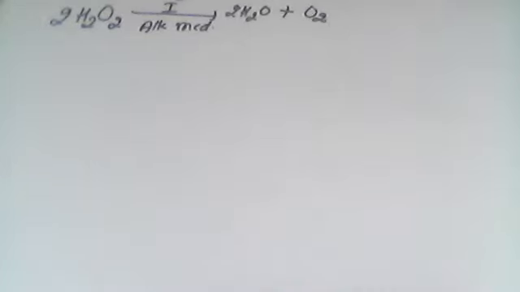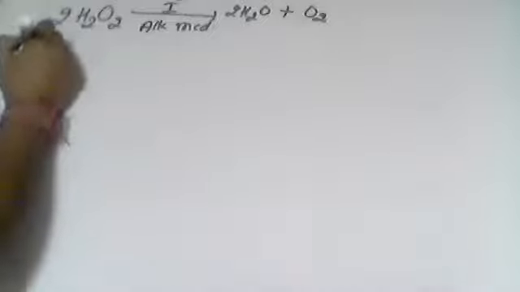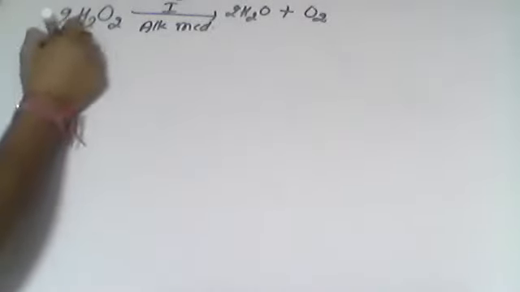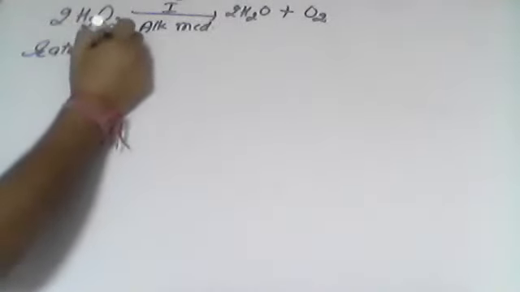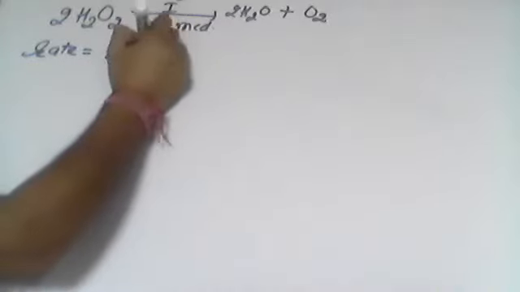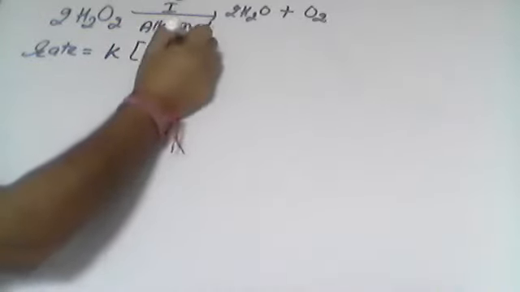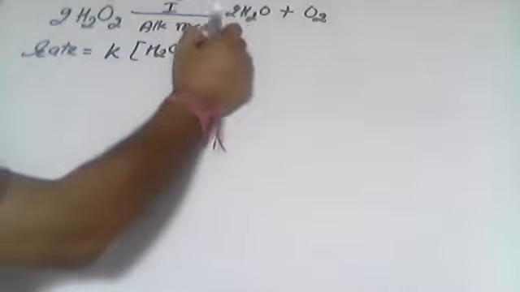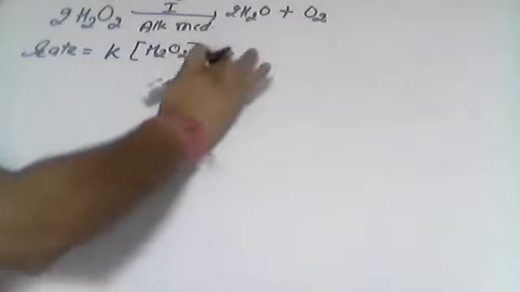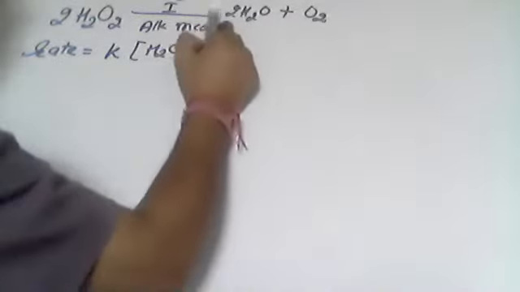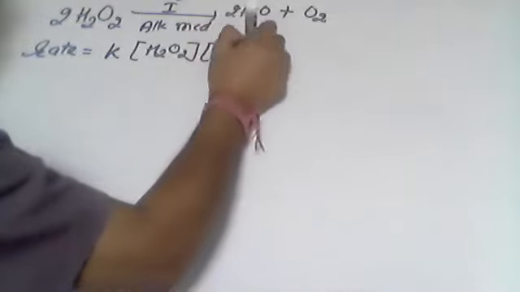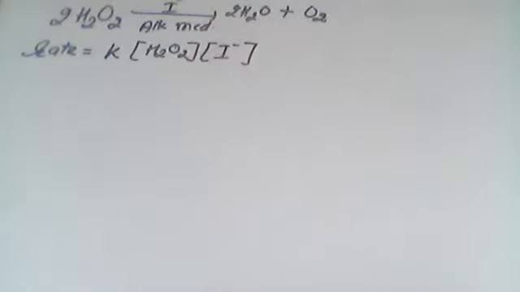I'm going to write it down, and one more thing is given to you: a rate equation. Be careful, it's a very interesting example. The rate equals K times H2O2 and I negative.